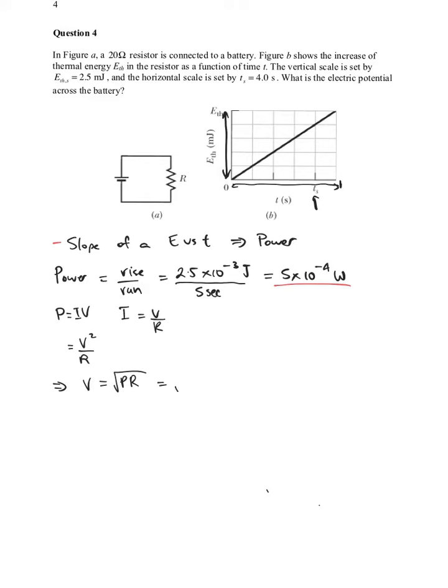So that's going to be the square root of 5 by 10 to the minus 4 multiplied by 20 for the resistance. Gives us a value of 0.1 volts. Excellent. So a couple of concepts there, but in the end, quite a simple question to solve.